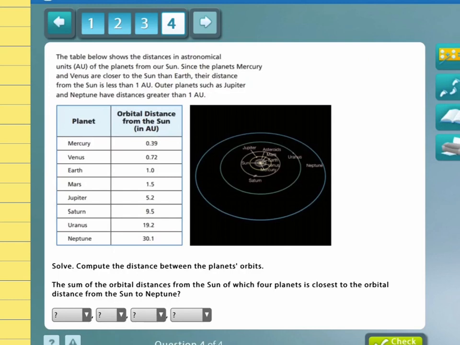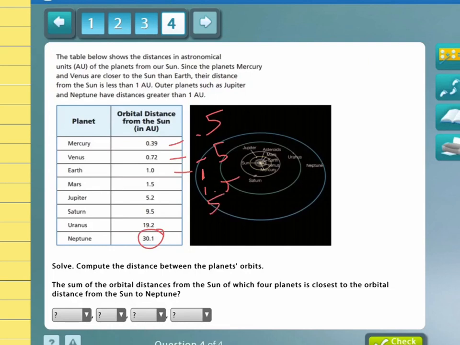This problem, they're asking us to find 4 planets that have about the same distance from the Sun as Neptune. It was about 30. So I'm going to use rounding here. That would round down. That would be like 0.5. That one would round to 0.5. That would be 1 whole. That'd be 1.5. That'd be close to 5.